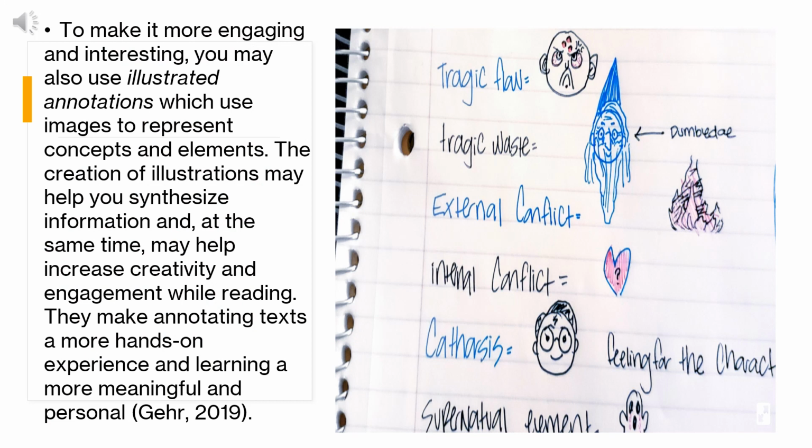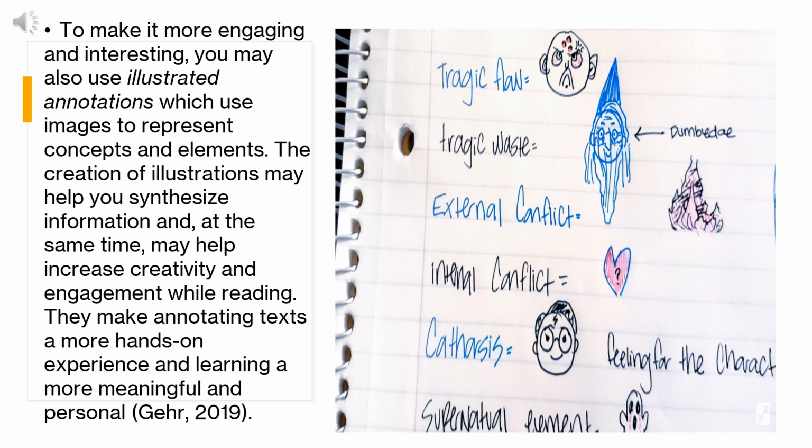To make annotating more engaging and interesting, you may also use illustrated annotations, which use images to represent concepts and elements. The creation of illustrations may help you synthesize information and at the same time may help increase creativity and engagement while reading. They make annotating text a more hands-on experience and learning more meaningful and personal, according to Gert 2019. So look at that image there.